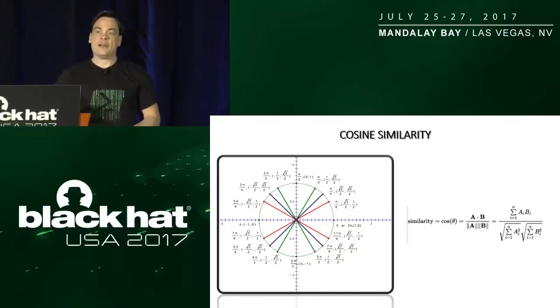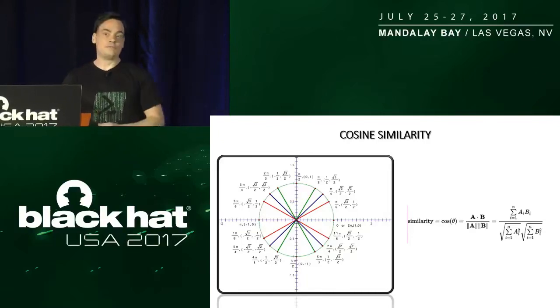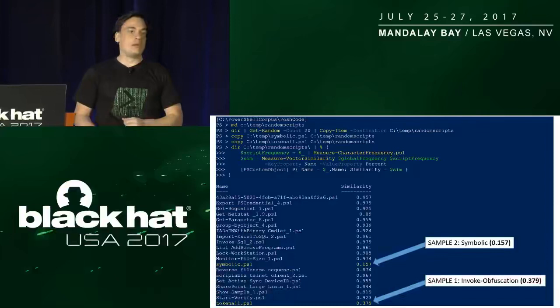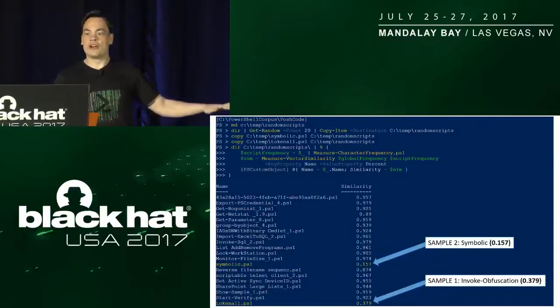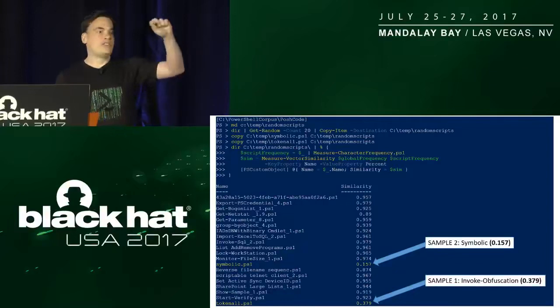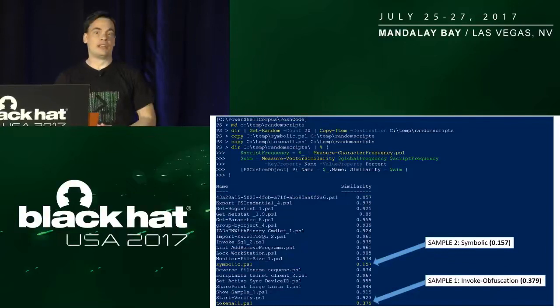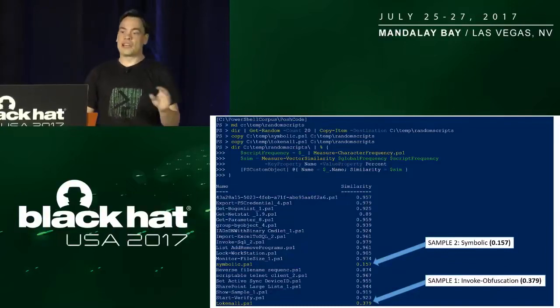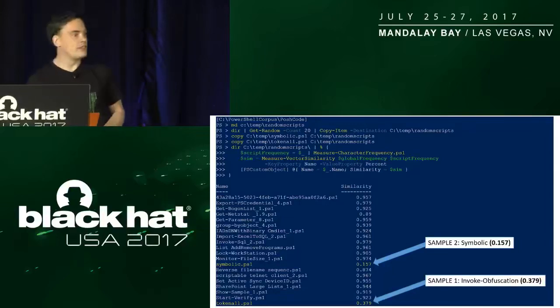The truth is, these don't need to be dimensions on a graph. These can also be just other numbers, like character frequencies. When we take that cosine similarity and apply it on character frequencies across all of Posh code, this is an example. Most of the scripts show up as being like 0.97 similar to an average PowerShell script. These obfuscated ones stick out like a sore thumb. We've got 0.15 similarity. We've got 0.37 similarity.